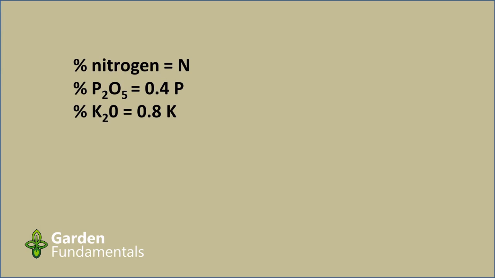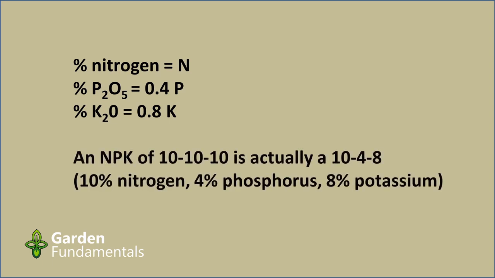That one's simple. Percent P2O5 is actually 0.4 P, the phosphorus. Percent K2O is actually 0.8 K. So what this means is that an NPK of 10-10-10 is actually 10% nitrogen, 4% phosphorus, and 8% potassium. For most gardeners, this isn't a critical thing for you to memorize. But when you go to calculate how much fertilizer to use, it is important. So I hope that's clarified some of the NPK information.